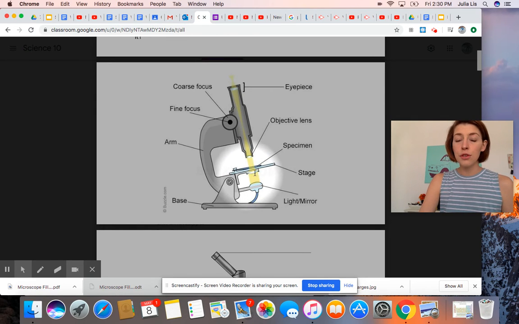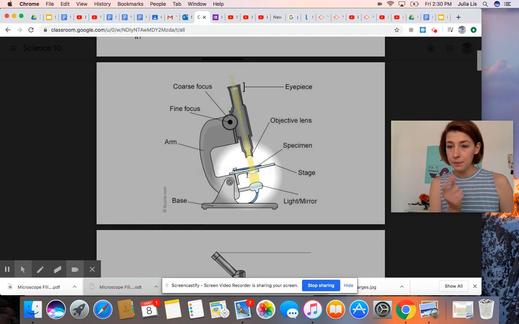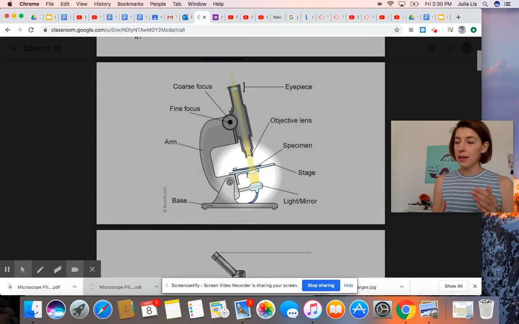Right below the stage, it's not labeled here, but there is a structure called the diaphragm. And the diaphragm is like a little dial. You turn it one way or another. And what it does is it increases or decreases the amount of light that goes through to the specimen. So that will change the contrast or your ability to see the specimen. If you have a really thin slide, you might not necessarily want a lot of light going through there because it'll be really harsh on your eyes and you might not be able to see a lot of the structures. So you can dim the light.